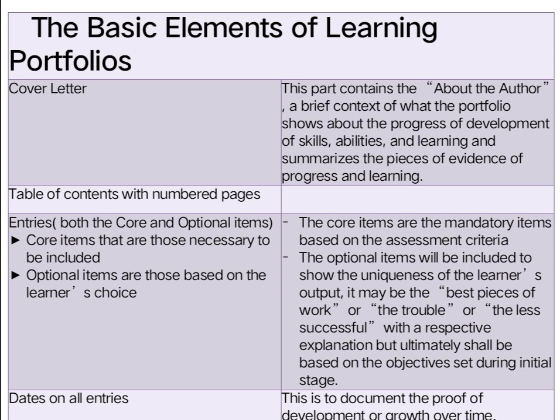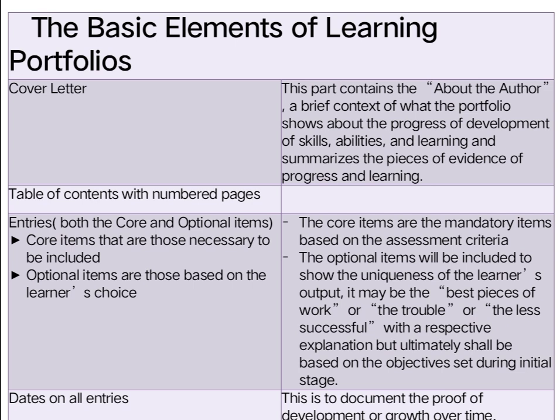Next is the table of contents with numbered pages. Of course, it is important to include the numbered pages in your table of contents. Next are your entries, both the core and optional items. The core items are those necessary to be included. So the core items are the mandatory items. It is a must to be included on the assessment criteria.